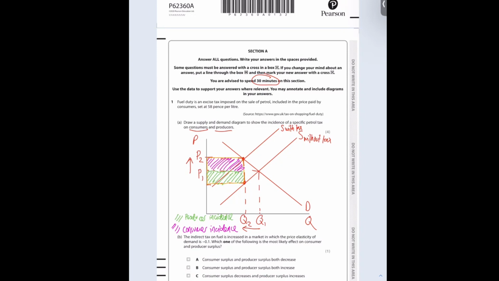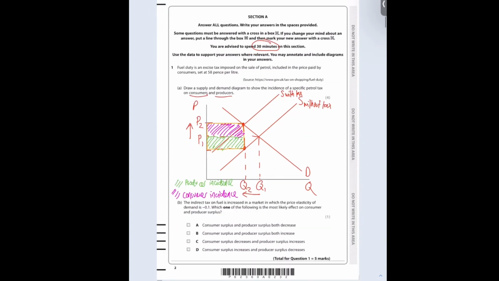Okay. Do I need to do anything else? I don't believe so, because we've shown the inward shift of the supply curve, and the parallel shift, because we know it's an indirect tax and a specific tax, which means that it's only a price per unit. It's not increasing the more you produce. And we've shown the producer incidence and consumer incidence. So I think we can leave it there.